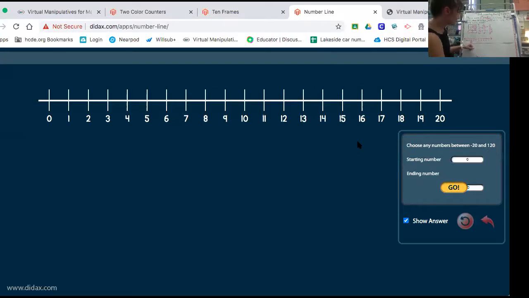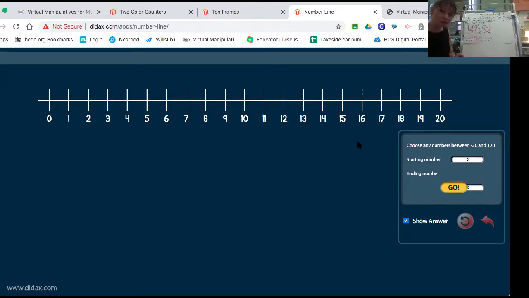So if I wanted to solve 3 plus something equals 8, then I would start at my 3 and I would hop until I get to 8. 1, 2, 3, 4, 5. I can circle my 8 to let me know that's where I need to stop. So 3, 4, 5, 6, 7, 8. Then I can think, how many hops did I take? I took 1, 2, 3, 4, 5. So 3 plus 5 equals 8.